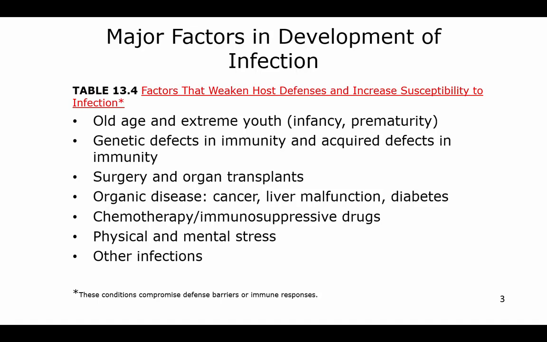All right, so what are some factors that weaken a host's defense and increase susceptibility to infection? Well, extreme ages, meaning the very young and the very old, especially if there's prematurity involved. Any kind of genetic defect in immunity and acquired defects in immunity. Surgery, transplants, organic diseases such as liver malfunction, diabetes, cancer. If the patient is taking chemotherapy or some immunosuppressant drugs, stress, both physical and mental stress can weaken your host immune system. And of course other infections are going to cause a problem for us as well.